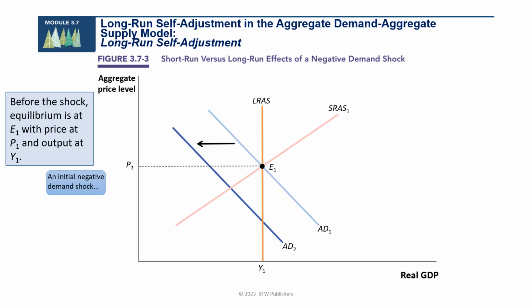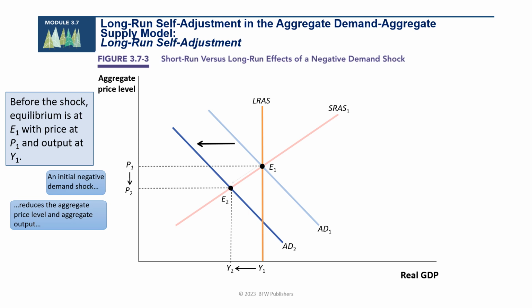But then what happens? Right? Now we've had a reduced aggregate price level and reduced output. Remember, with a decrease in aggregate demand, price level and output move in the same direction as aggregate demand. That is to say, GDP declines from Y1 to Y2, and there's downward pressure on aggregate price level. At E2, we have price level of P2. So we've now introduced a negative demand shock into the economy, causing a recession.